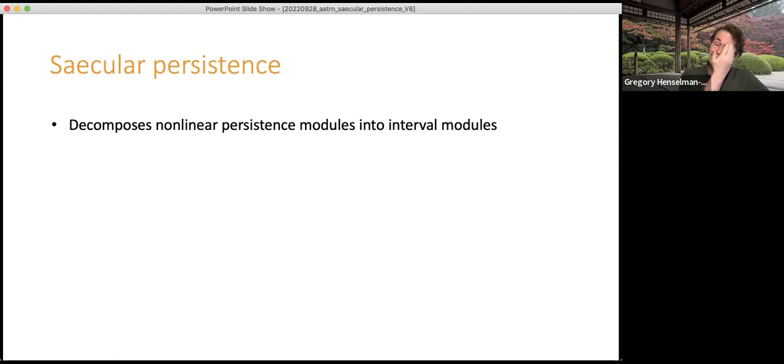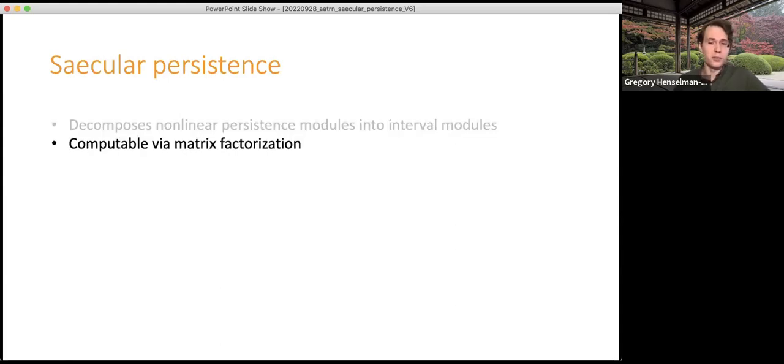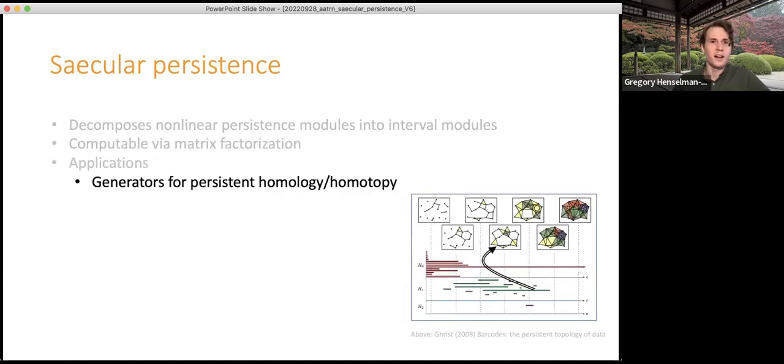So secular persistence is a formal framework that allows us to decompose a nonlinear persistence module, for example, a persistence module of abelian groups, into interval modules. It's computable via matrix factorization. It has a range of applications. One of the most important is getting generators for persistent homology and homotopy, which makes generalized barcodes for persistence modules with non-field coefficients, interpretable and localizable in terms of the generating data.